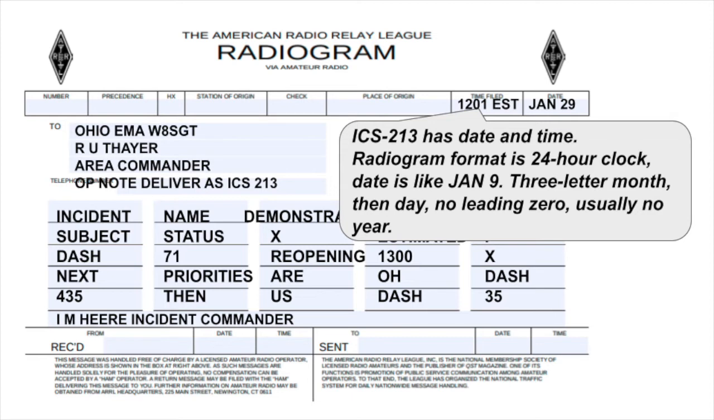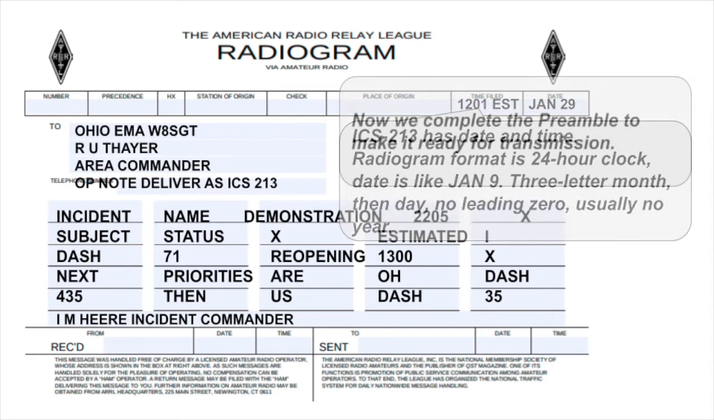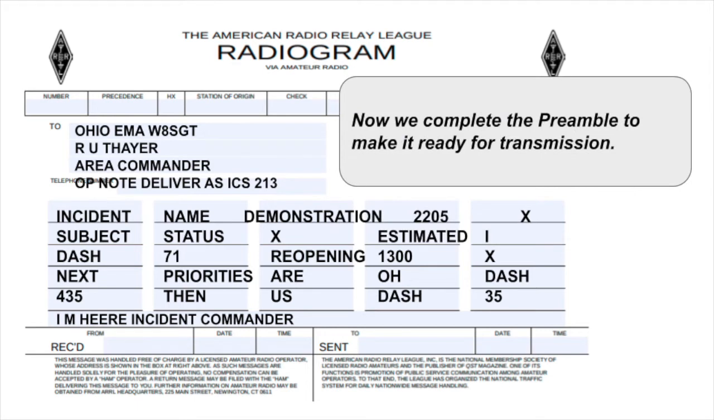We then can add the date. Note that on the radiogram we use a standard format. We write a 3-character abbreviation for the month, and then the day of the month afterward. The day does not have a leading 0, and the year is typically not included. Once we have completed this, all of the information from the ICS Form 213 is included in the radiogram. We are now ready to complete the preamble and get the message ready for transmission.